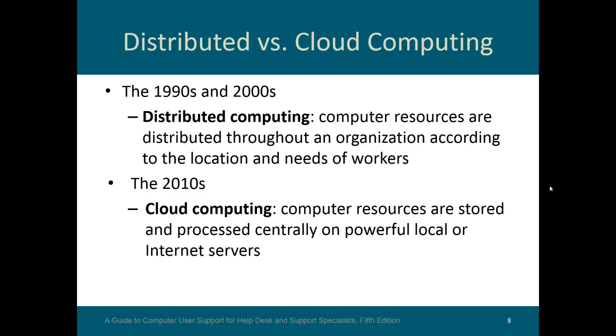All right, distributed computing. Distributed computing just means computer resources are distributed through an organization according to the location and needs of the workers. What that just means is we push the PCs out across the entire organization. Think about a company like General Motors. They have distributed computers. They have computers in all of their facilities that all connect to core servers and things like that.